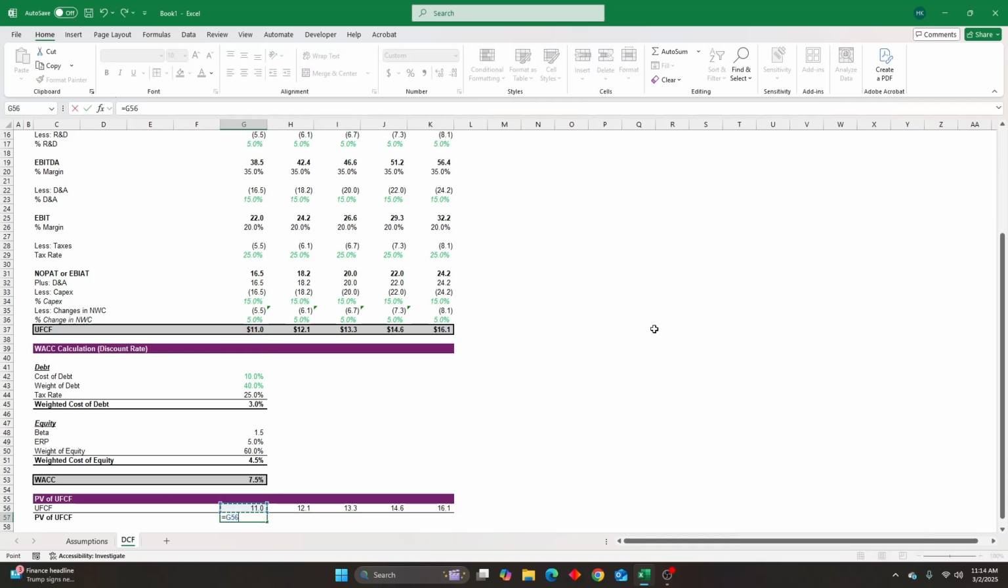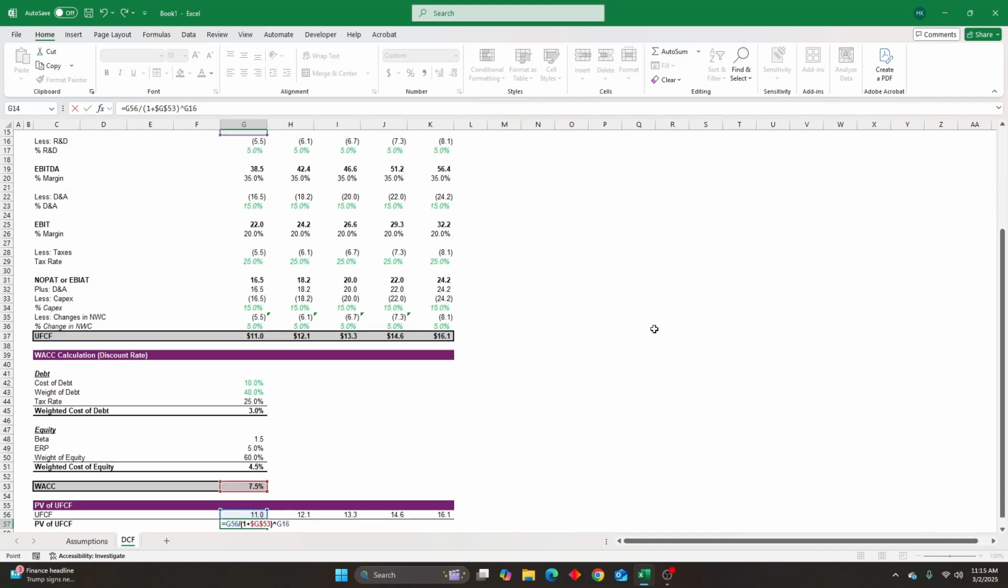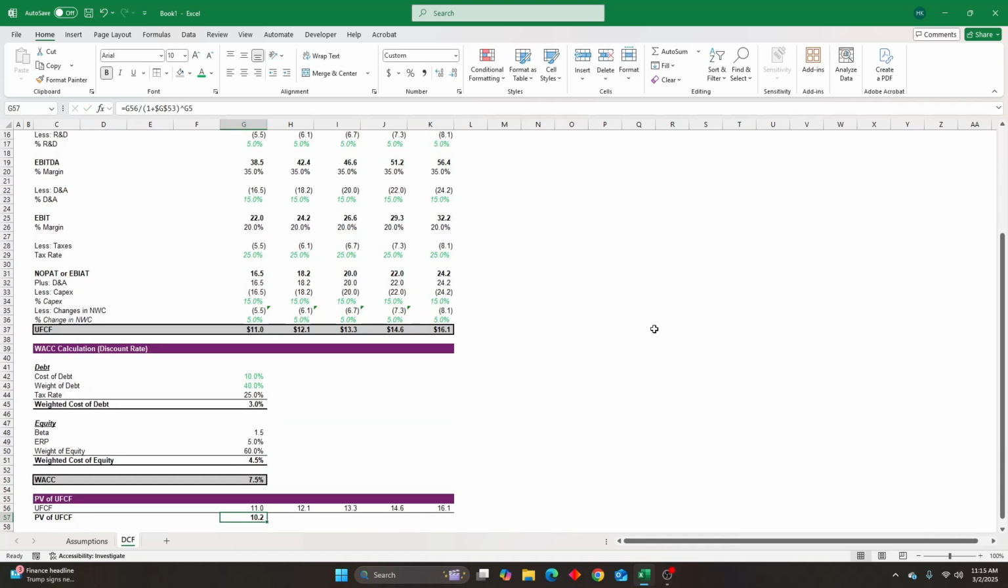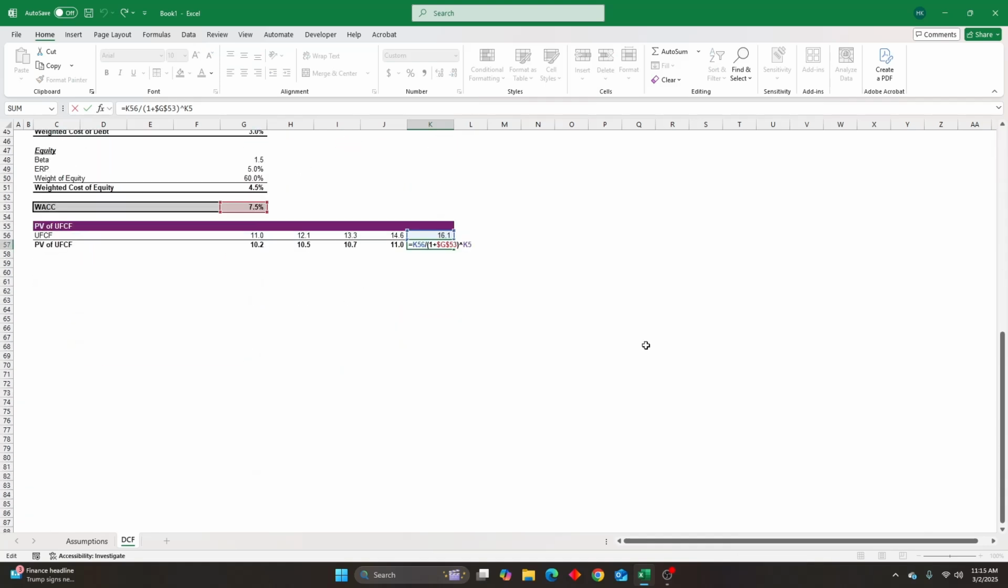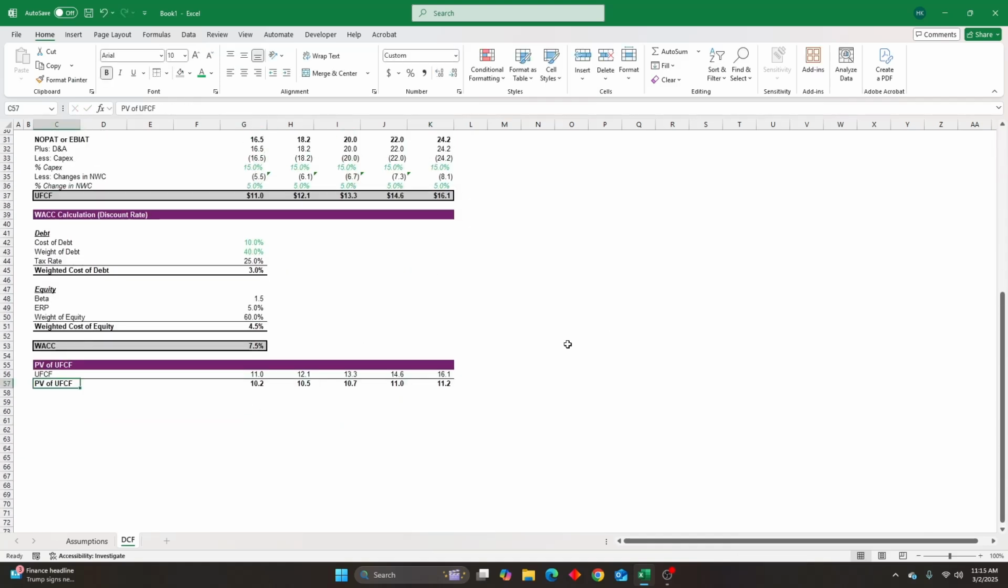So what we're going to do here is take our unlevered free cash flow and divide it by 1 plus our discount rate, and then set it to the power of the year. So year 1, 2, and 3. I'll just project this out. And what we can see is that the cash flows further into the future are getting continually discounted further back. That's why even though this is $16 5 years from now, that's only worth $11 today at a 7.5% discount rate.